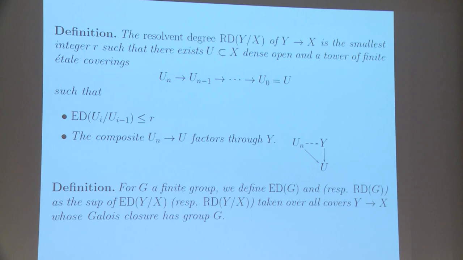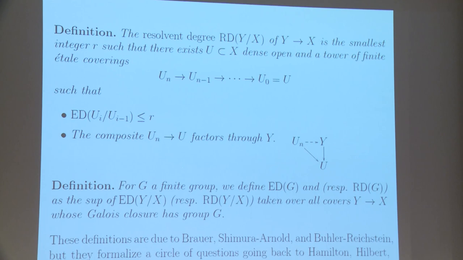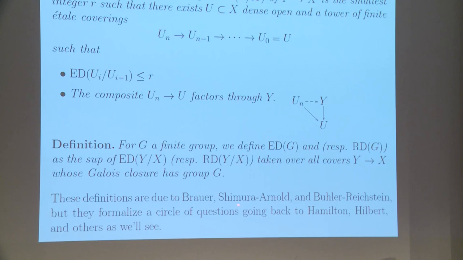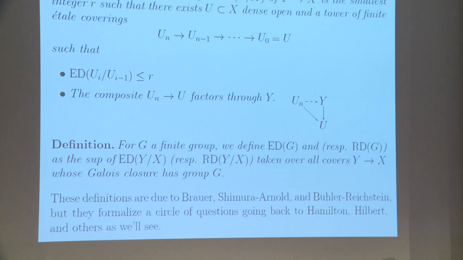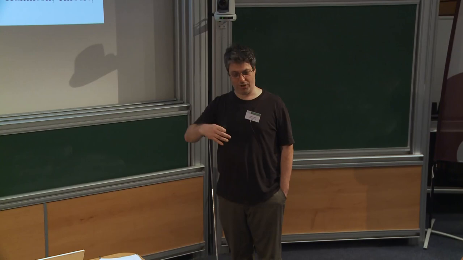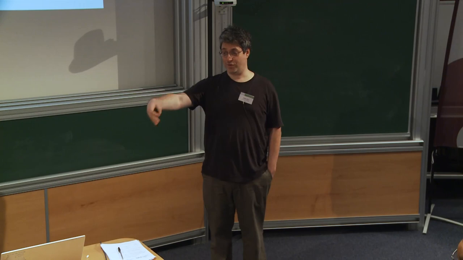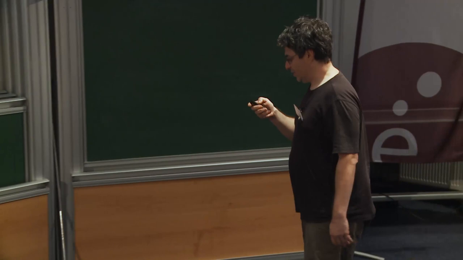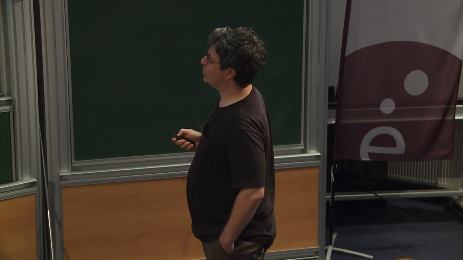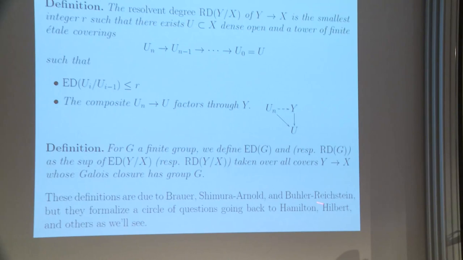Okay, all right. So these definitions of resolvent degree are due to Brauer, Shimura, Arnold, and for essential dimension are due to Buhler, Reichstein. But in fact, they formalize a circle of questions going back to Hamilton, Hilbert, and others. As you'll see, the subject is very strange because usually you have one definition and then the second definition using the first one comes after that in time, or maybe you have a conjecture and then the theorem gets proved after the conjecture. In this subject, everything is kind of in the opposite order. For example, the definition of resolvent degree was formalized by Shimura, Arnold, and Brauer, and the definition of essential dimension was given later by Buhler and Reichstein. I mean, they gave it in a more general context.